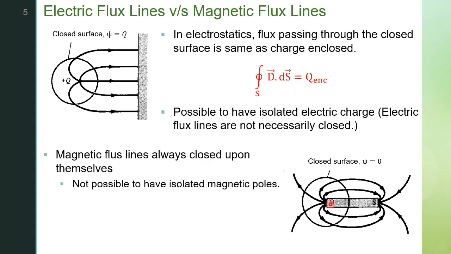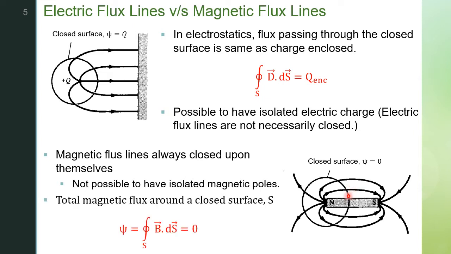So if you form a closed surface along one of the poles, the net magnetic flux lines crossing that pole will be equal to zero, since the flux lines coming out will also be coming in, so they will cancel out each other. So the net flux crossing a closed surface S around a magnetic pole will be equal to zero. That is, psi is equal to the closed integral over S of B dot ds, which will be equal to 0 in the concept of magnetostatics.